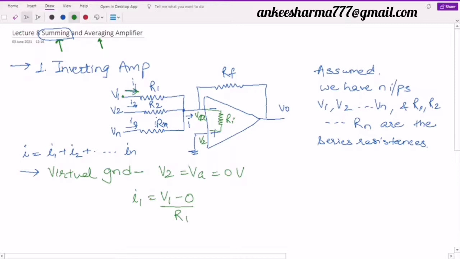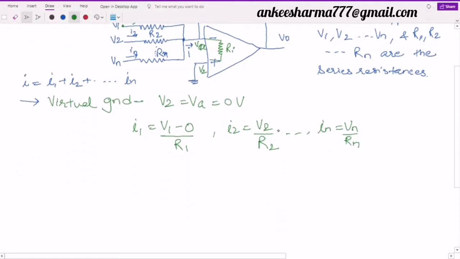Similarly, I can say that I2 is equal to V2 by R2, and so on up to In is equal to Vn by R. Right? So now if I put the values of I1, I2, In in this equation, let this be equation 1, can I say that my total current I is equal to V1 by R1 plus V2 by R2 plus so on up to Vn by R.